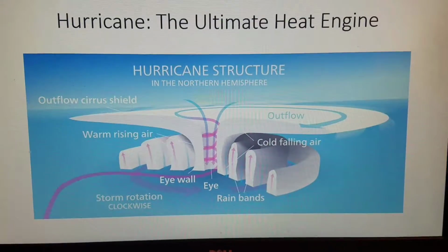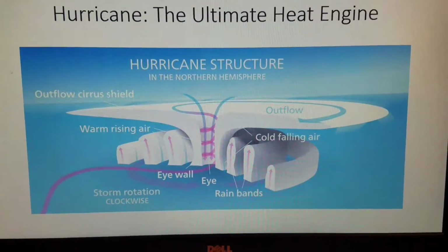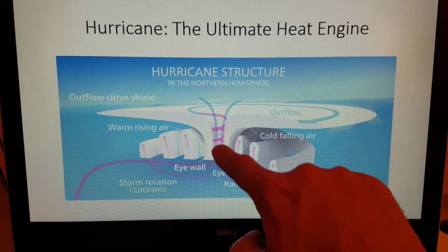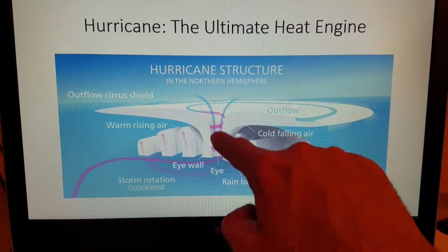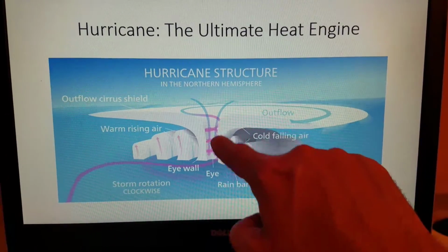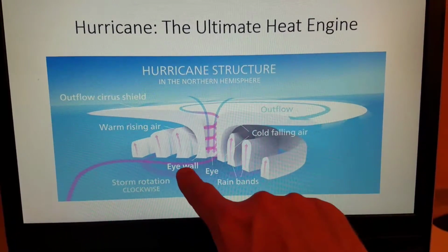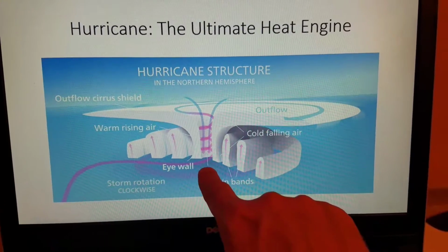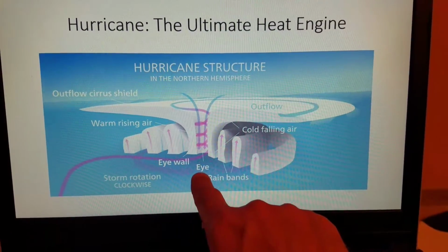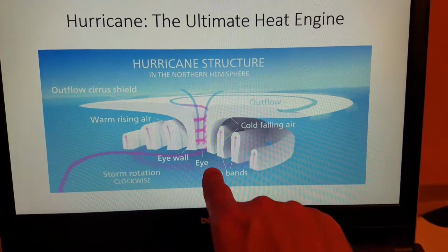All right, so let's take a look at a hurricane, and it's known as the ultimate heat engine for a reason. It's a warm core low pressure system where the greatest temperatures are in the center of it. And its survival depends on that warm ocean surface to continue to feed it that warmth and moisture from the surface.